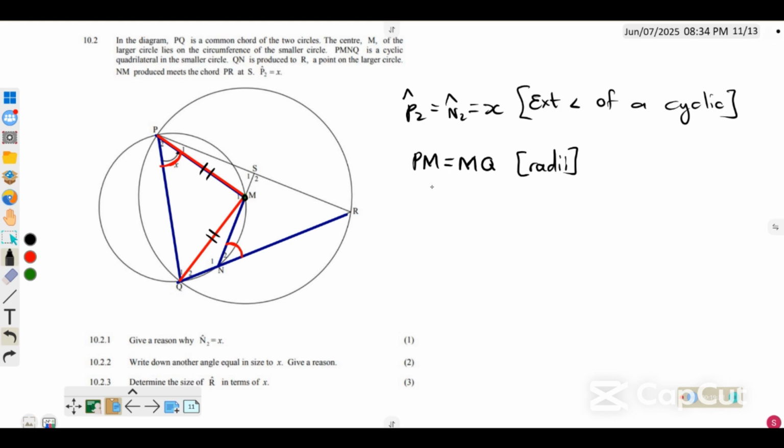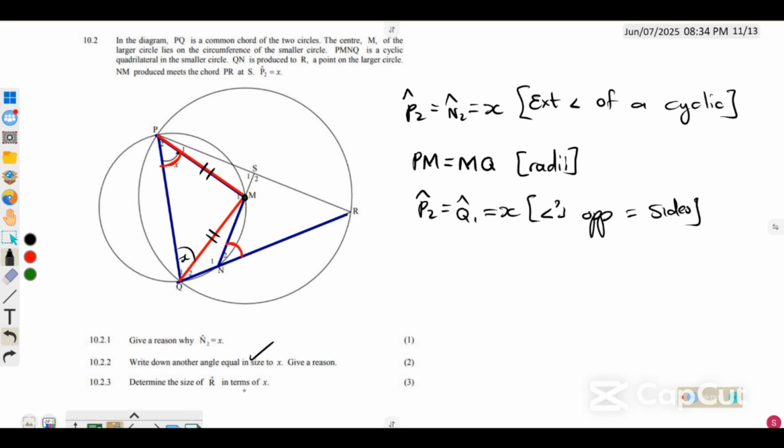And if we have an isosceles triangle, the angle P2 should be equal to the angle Q1, and both should be equal to X. And these are angles opposite equal sides. Right, by default, we have this as X. They said write down one other angle, we are done. Right, determine in terms of X the size of R.